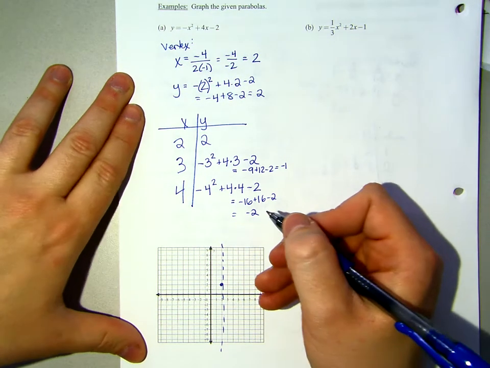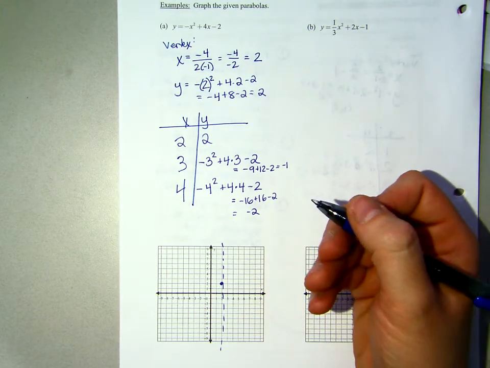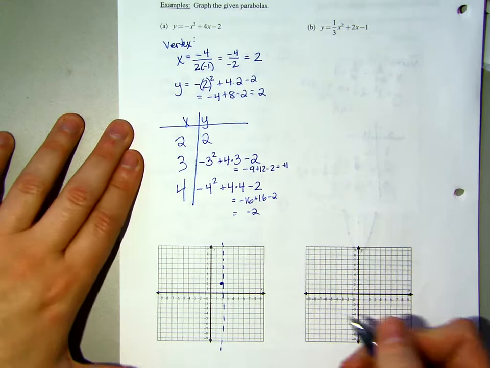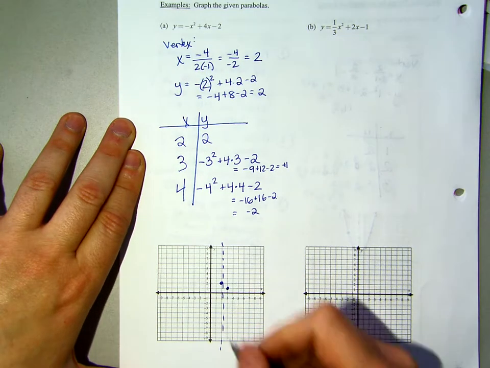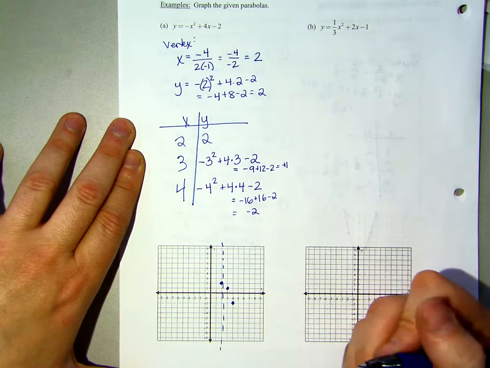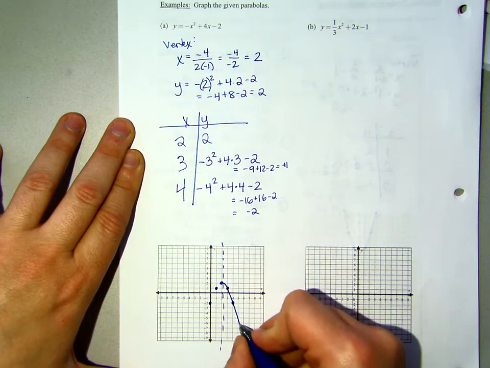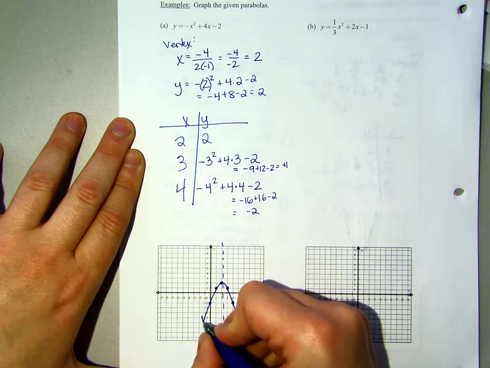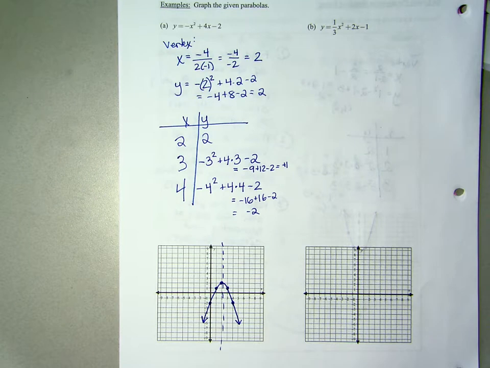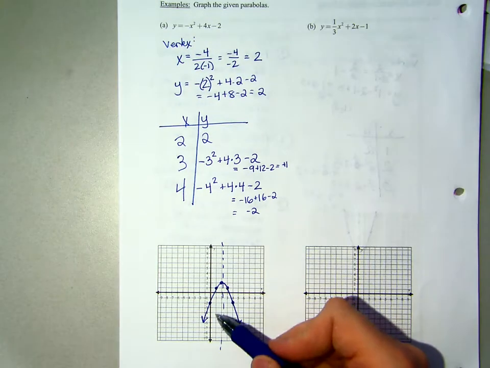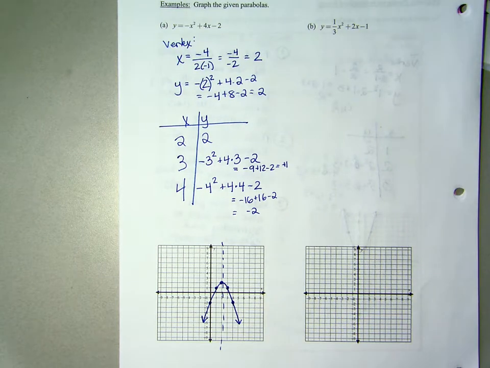That's not right. Should be positive. Is it right that this parabola should open down? How could we have known that before we even did the problem? The negative value up front. Y-intercept should be negative 2. Yeah, 0, negative 2 is showing up. Good so far?